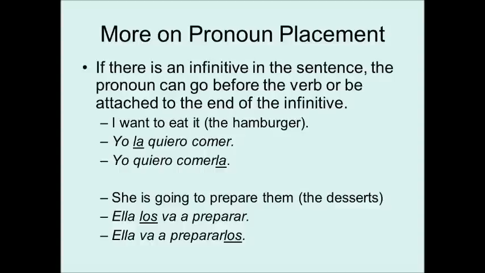So I've given you two examples here. The first one, I want to eat it, and it is replacing the word hamburger in the sentence. So the original sentence in Spanish would be Yo quiero comer la hamburguesa. Okay? Replacing la hamburguesa with la. That's something we talked about previously. Now the new sentence can be organized in two ways. Yo la quiero comer. Okay, I want to eat it. And that is placing the direct object pronoun in front of the verb, as we talked about previously. The other option, then, is to say, Yo quiero comerla.